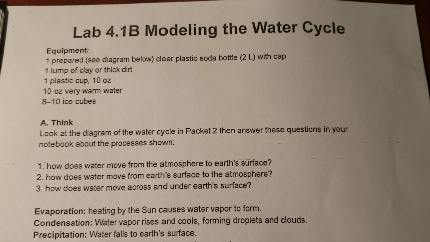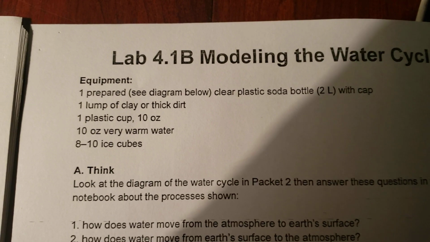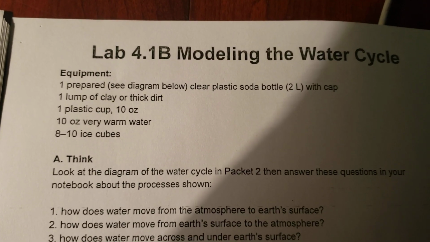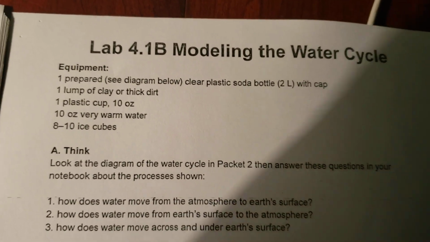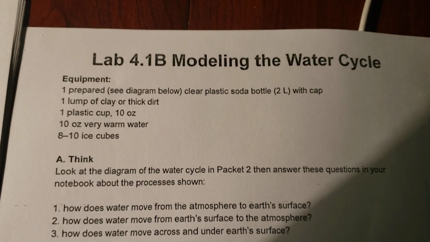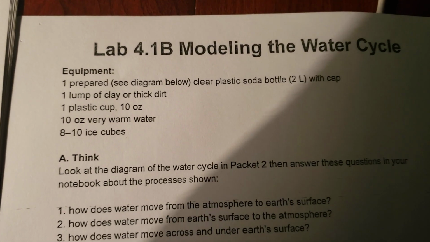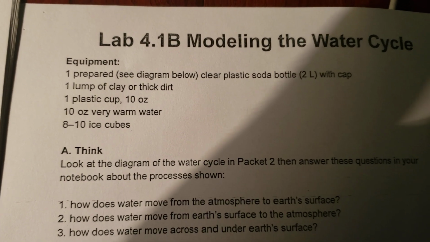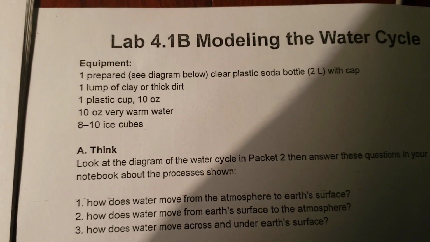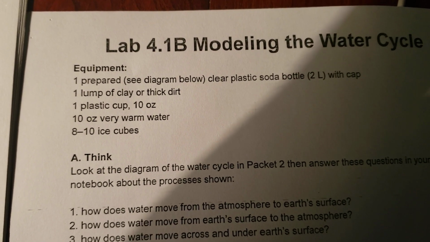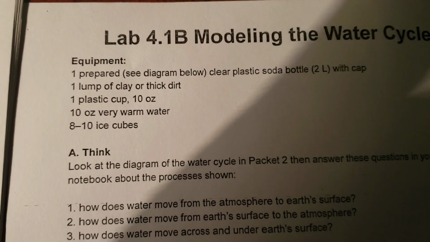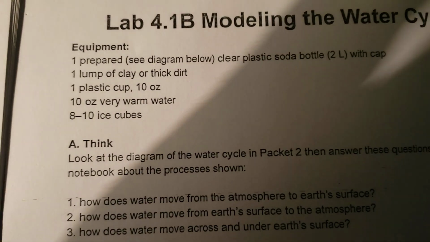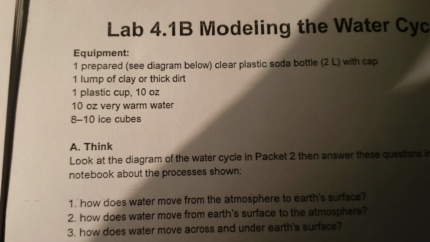In order to model a water cycle today, you're going to need a few things. You need a 2-liter bottle prepared, and it says see diagram below, and I'll show you that in just a second. You'll need a lump of clay or dirt. I went outside and grabbed a clump of dirt, and I squished it together into a dirt ball. A plastic cup of 10 ounces of water, just like a regular glass, pretty much. You'll need warm water from your faucet, and you'll need some ice cubes today. So this one's not too bad.